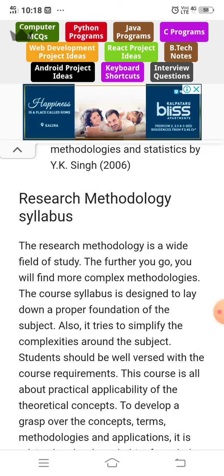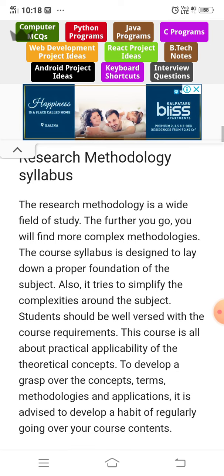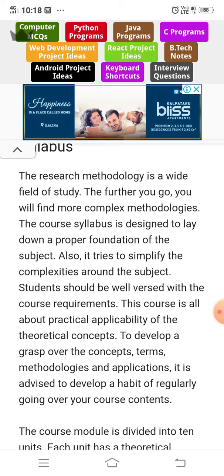The next point in this research methodology topic is the syllabus. Research methodology is a wide field of study. The further you go, you will find more complex methodology. The course syllabus is designed to lay down a proper foundation of the subject.